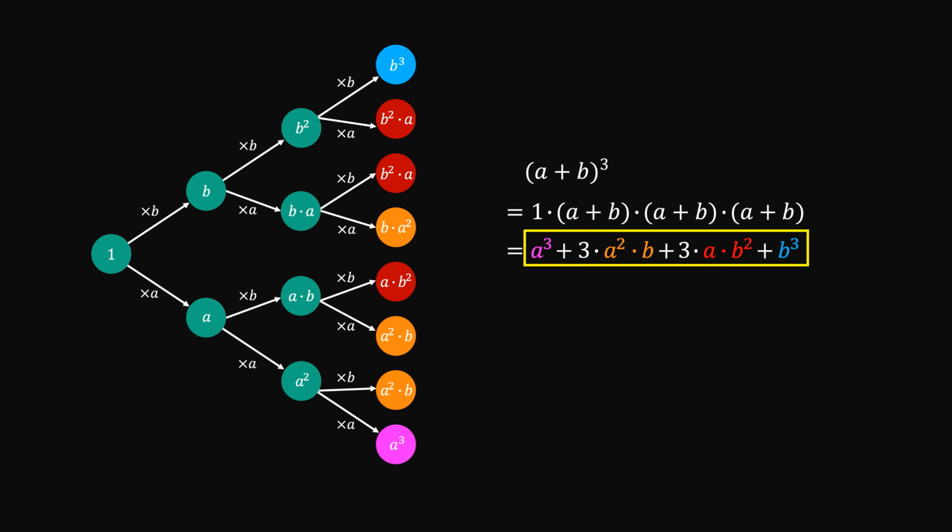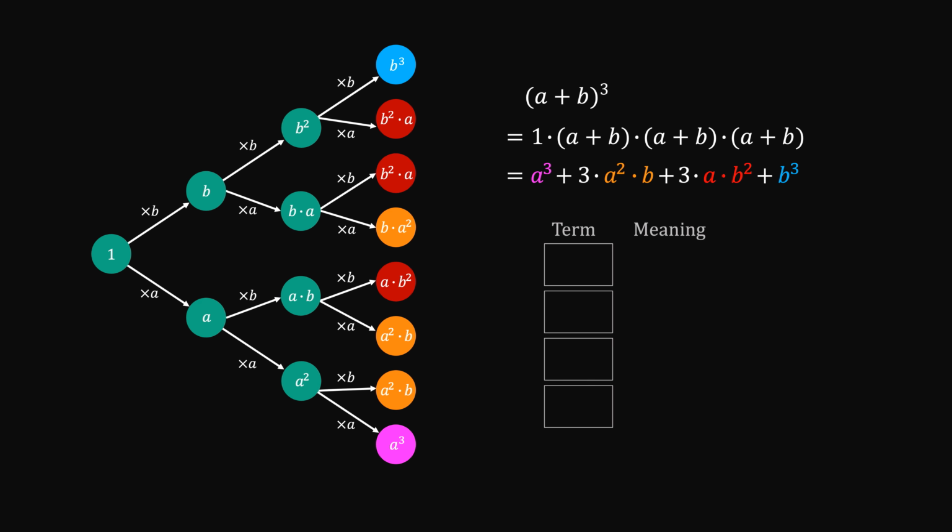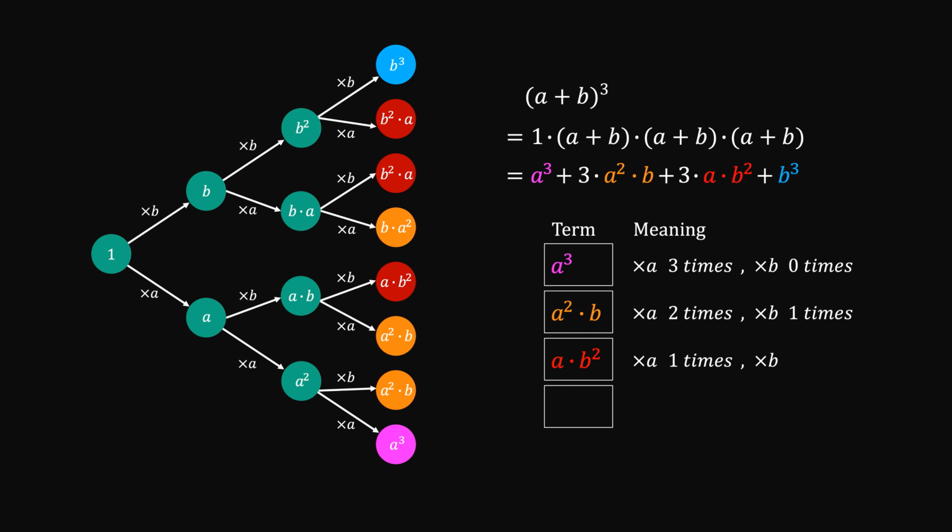Now let's think about why we have such terms. That can be understood if we know their meanings. For example, A cubed means it multiplies by A 3 times, by B 0 times. A squared B means it multiplies by A twice, times B once. AB squared means times A once, times B twice. And B cubed means times A 0 times, times B 3 times.